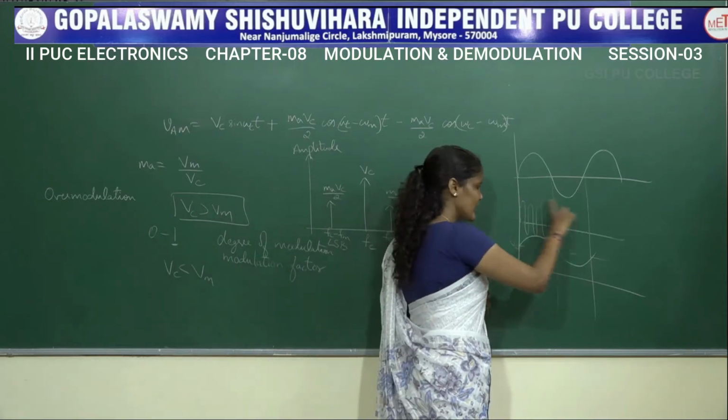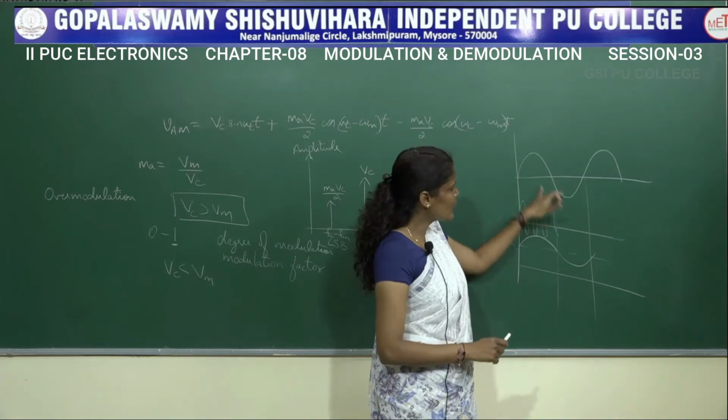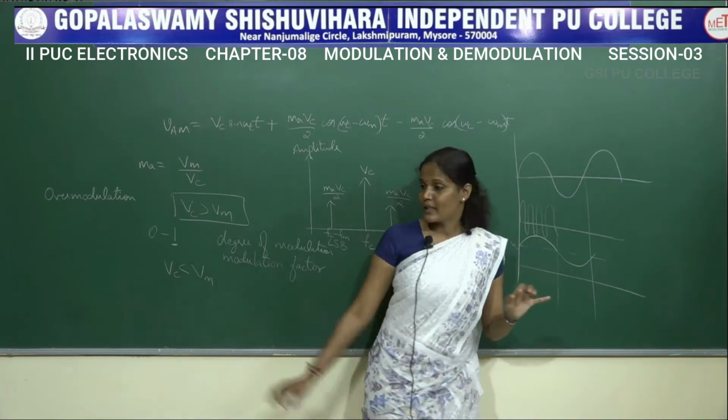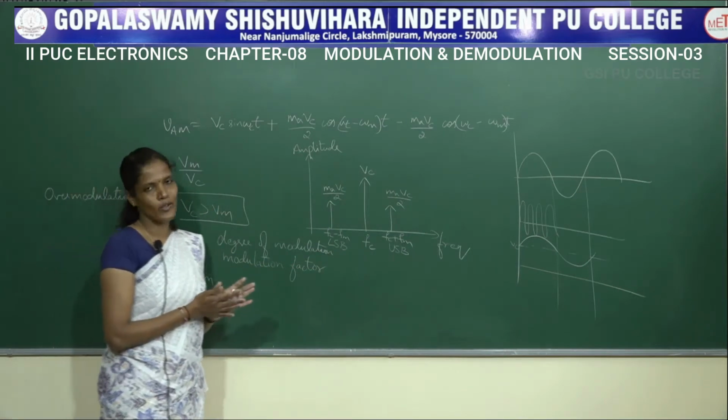The extent to which the amplitude of a carrier signal is varied by the modulating signal is called the modulation index, the modulation factor, or the degree of modulation.